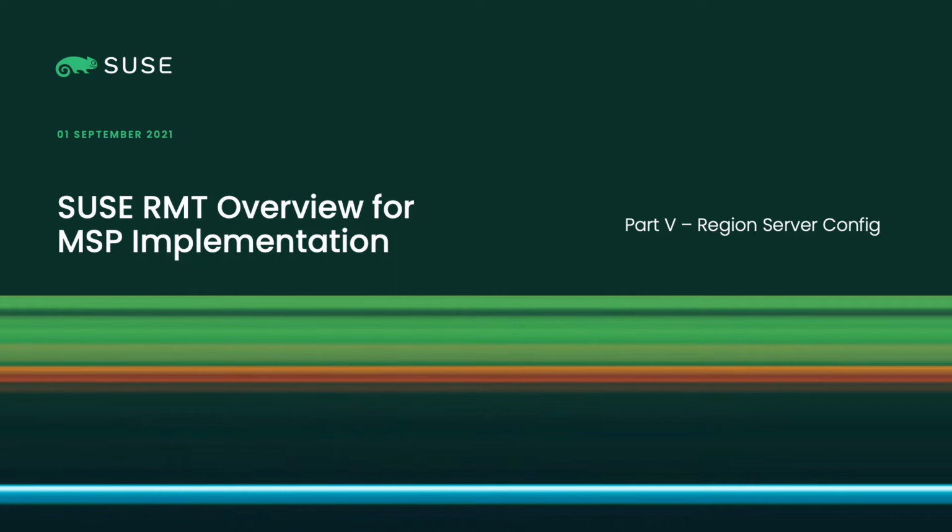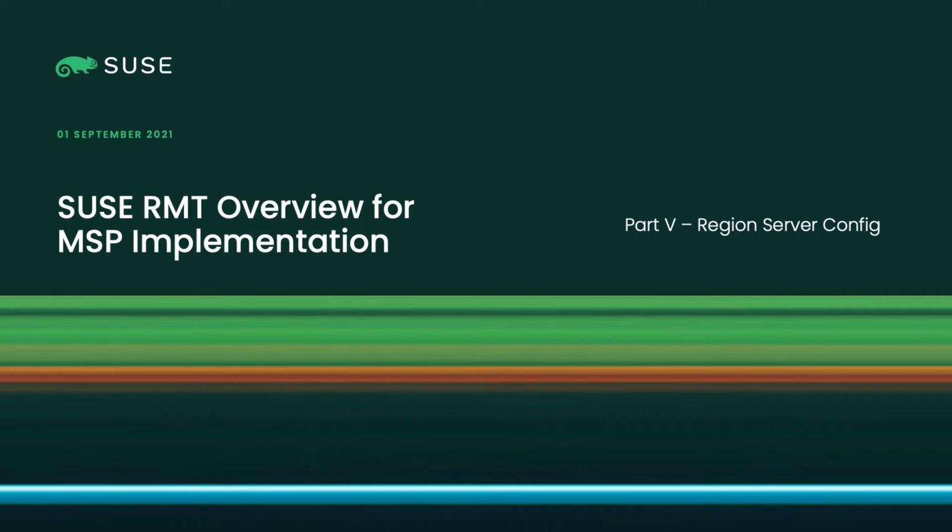Please note that in the YouTube description for this video is a URL to the setup guide and the URL to the general RMT server installation guide located on the SUSE documentation website. The setup guide has been updated for SUSE Enterprise version 15 update SP3 or higher.